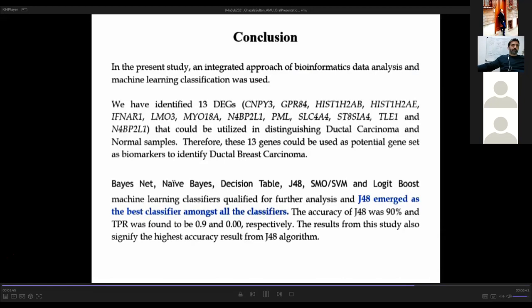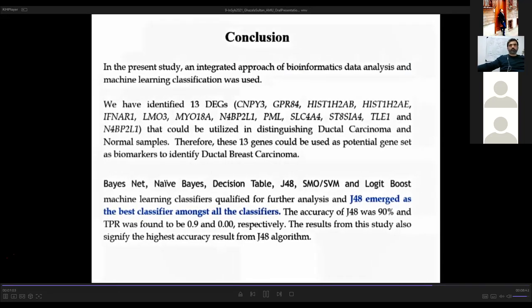Bioinformatics, Naive Bayes, decision table and the other algorithms that we used qualified for further analysis except the random forest algorithm, and J48 emerged as the best classifier amongst all the classifiers. The results from this study also signify the highest accuracy of the J48 algorithm.